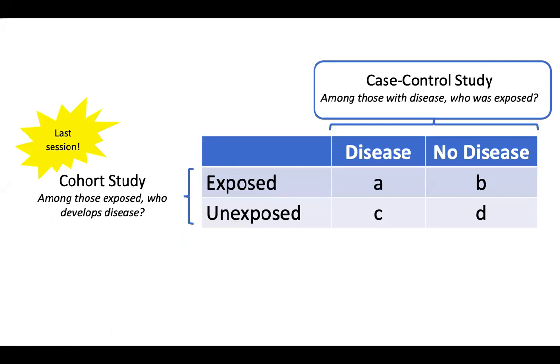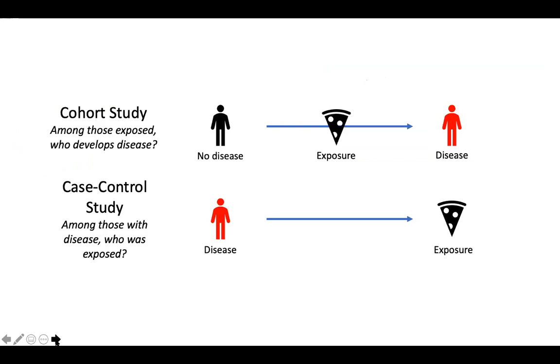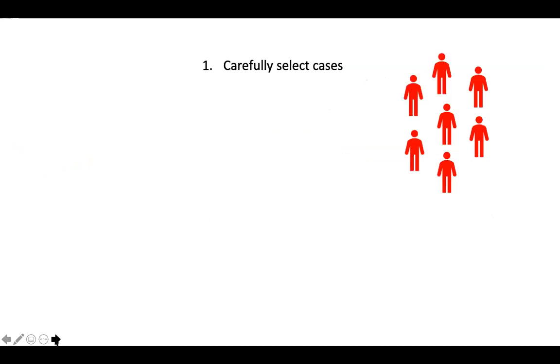In these studies, what we're going to talk about today, we ask among those with the disease who was exposed. So again, for cohort studies, we're starting with people without the disease, looking at the exposure, and then figuring out who gets disease. Here, we're starting with people with the disease and then looking backwards to understand whether or not they were exposed or not.